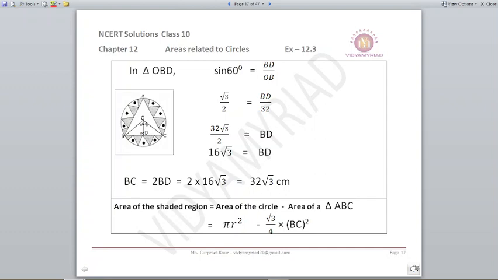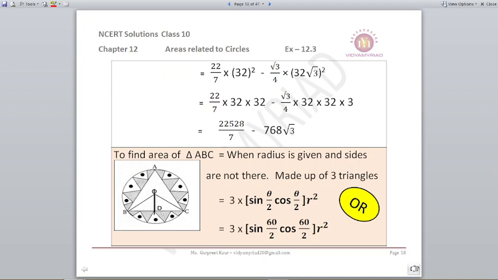Now we need to find out the area of the shaded region. What will it be? Area of the whole circle minus the area of the triangle. So the area of the circle formula is pi r square minus, since it is an equilateral triangle, root 3 upon 4 into BC square, or the side square. Using this we will put the values. It becomes 22 upon 7 into 32 square minus root 3 upon 4 into 32 root 3 the whole square. On solving this we get 22528 upon 7 minus 768 root 3. So this is the area.